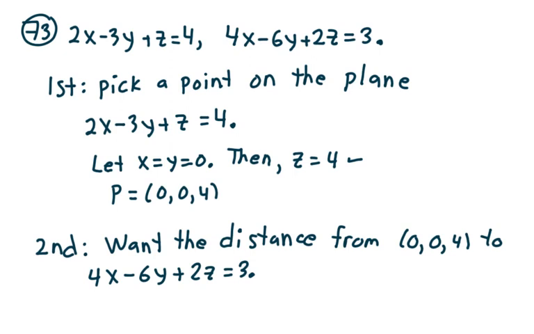In the second step, I want the distance from (0, 0, 4) to the other plane, which happens to be 4x - 6y + 2z = 3. Pick a point on the first plane, and then calculate the distance from the point you picked to the other plane, which in this case is 4x - 6y + 2z = 3.